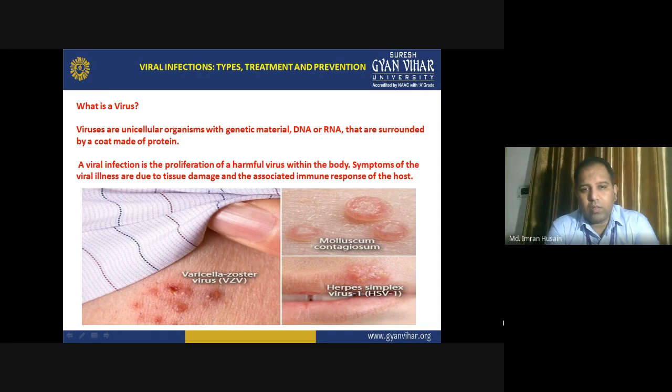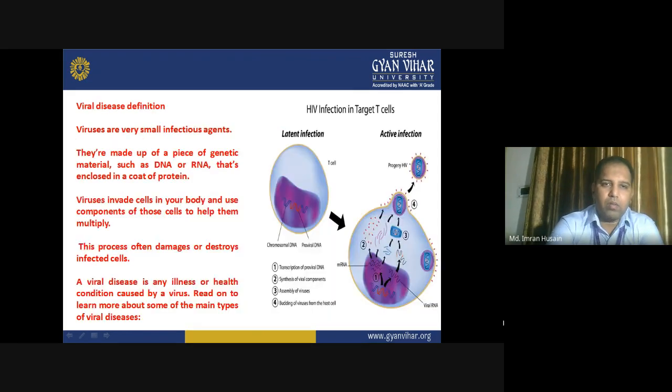You can see in the image varicella zoster virus, VZV, and molluscum contagiosum and herpes simplex. So you can very easily see all these things, and you can easily identify if the patient is having herpes or VZV. So this is how you can very easily identify a viral infection in an individual.